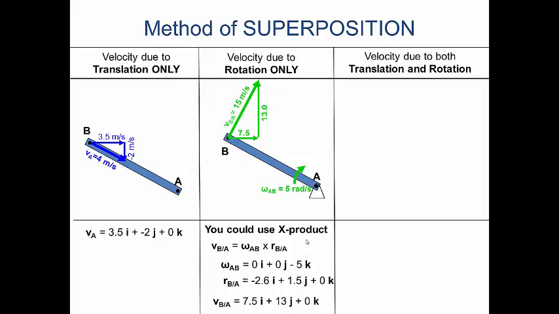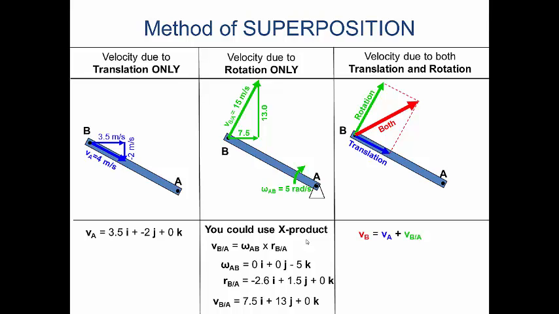To get the velocity due to both the translation and rotation at B, we look at the translation and add that to the rotation to get both. We can use vector addition to accomplish this. So the velocity at B is equal to the velocity at A plus the velocity at B from the perspective of A, with the velocity of A being our translation and the velocity of B from the perspective of A being the rotation. Our velocity at B gives us both the translation and rotation added together. So we simply do vector addition to obtain our total velocity vector.